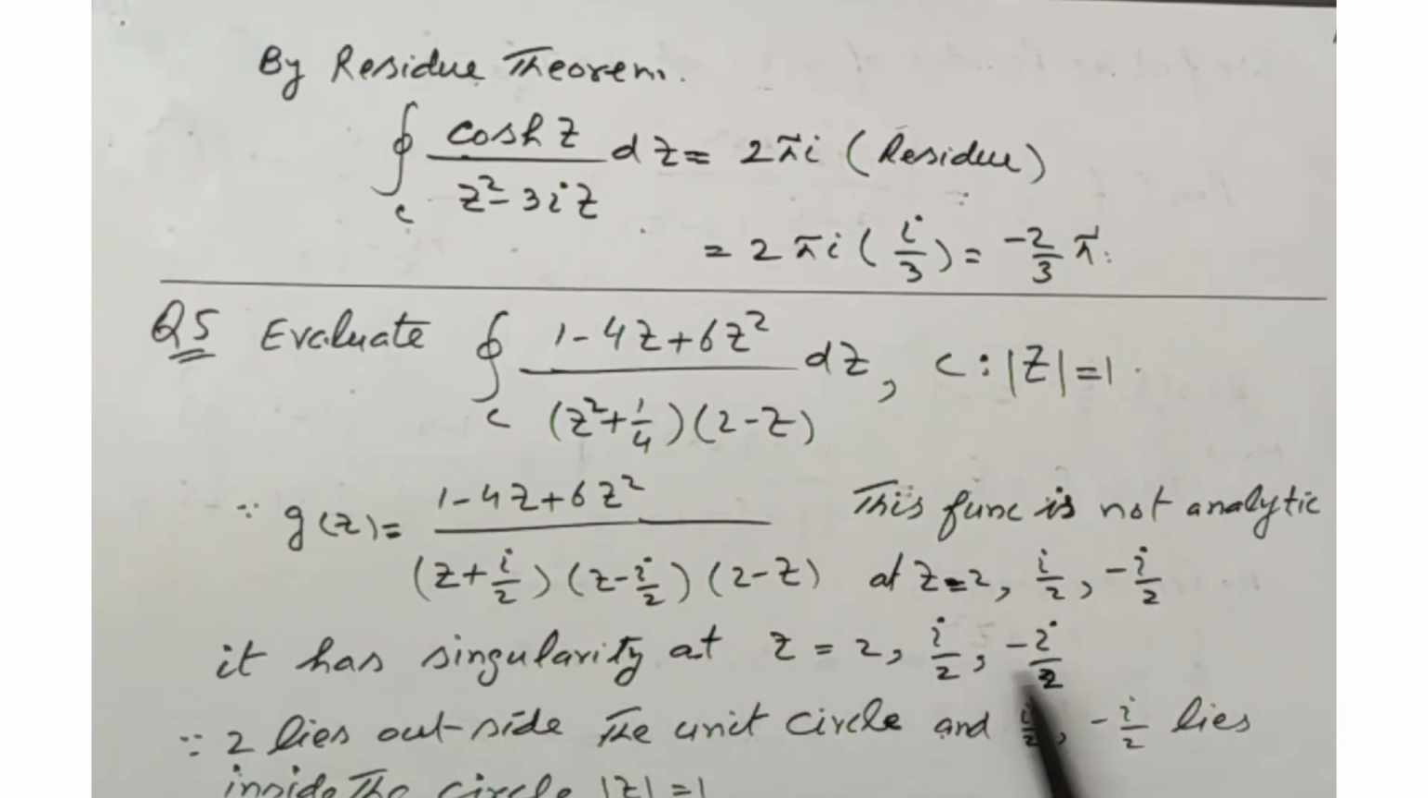It has singularities at these 3 points. Since 2 lies outside the unit circle, because the unit circle has radius 1 and this is 2, this point 2 lies outside the unit circle. The points iota by 2 and minus iota by 2 lie inside the unit circle, so we discuss only these 2 points. Now we find the residue of the function at iota by 2 and minus iota by 2.